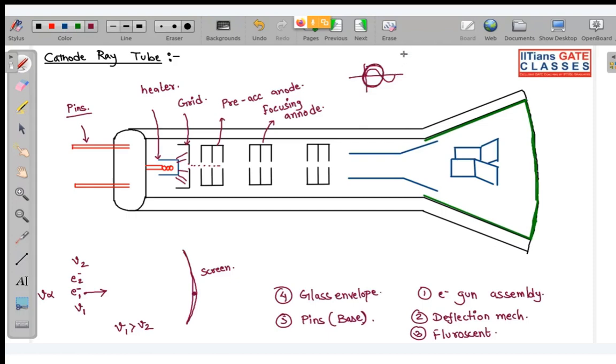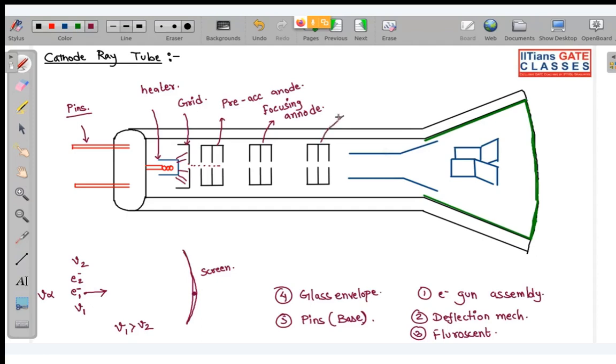Or you can even intensify the whole signal also. It is up to you whether you want to intensify a certain part or the whole signal. That is done using your focusing anode. Basically it focuses one particular part or the entire signal on the screen. Tell me, is it clear?